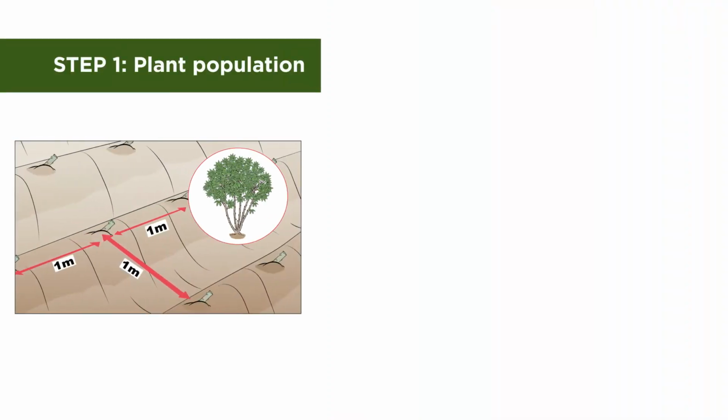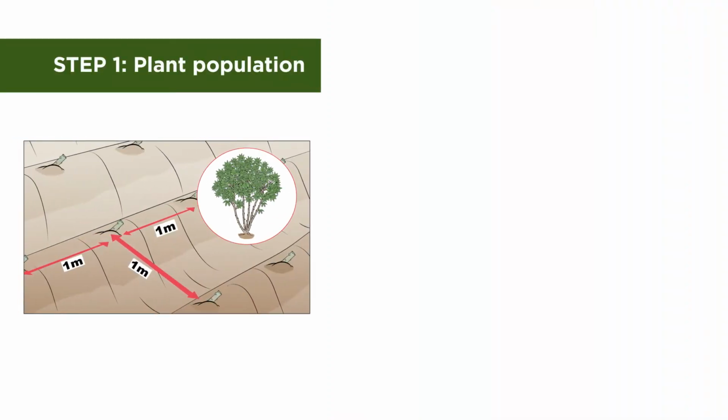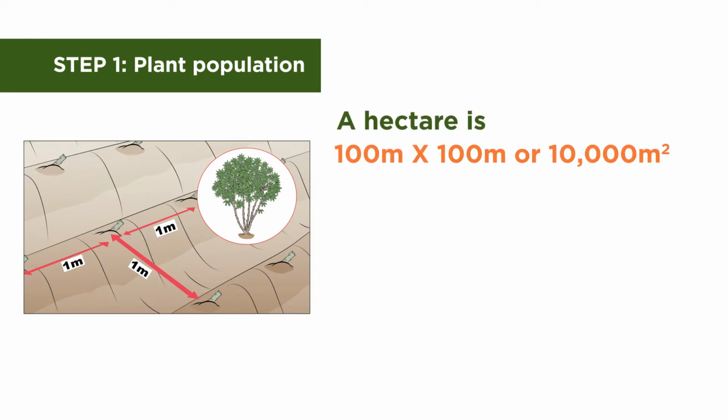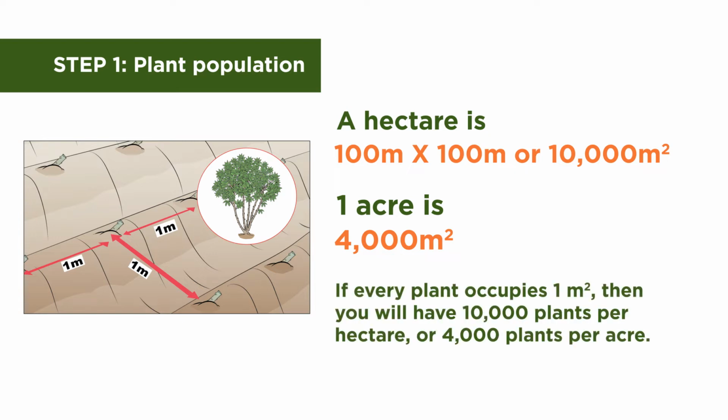For example, if you have planted at 1 meter by 1 meter, then every plant occupies 1 by 1, which equals 1 meter square. A hectare is 100 meters by 100 meters or 10,000 meters square. Or if you are using acre units, 1 acre is 4,000 meters square. If every plant occupies 1 meter square, then you will have 10,000 plants per hectare or 4,000 plants per acre.